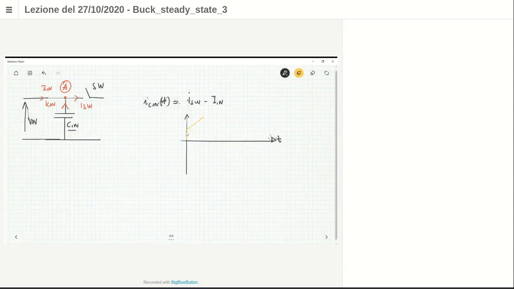Okay, so this is the switch current. I try to be as precise as possible. One here. This is the switch.